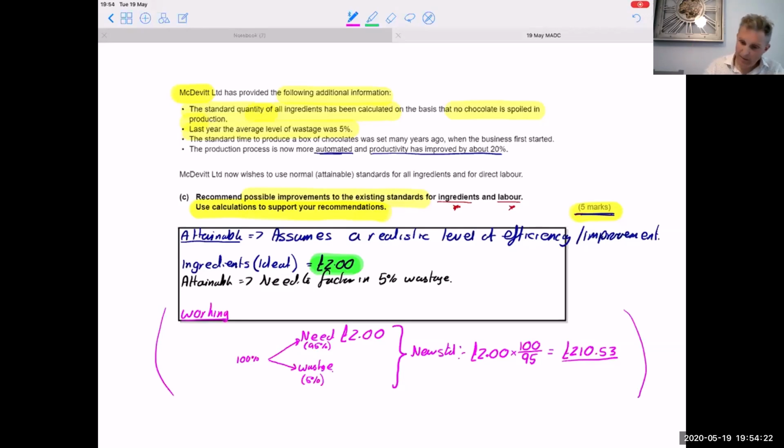That's the bit when it says use calculations to support your recommendation. There may only be 5 marks here, and there may be 1 mark for talking about how you need to factor in the 5% wastage, because you're absolutely right, you have to tell the examiner that's what you're doing. But because they're saying use a calculation, there will be at least a mark.